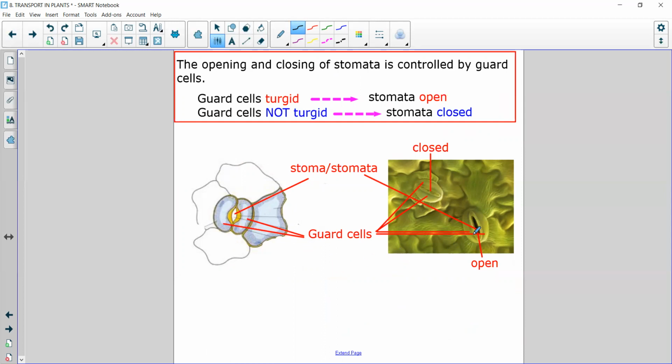Now, the guard cells are specialized because what happens is when lots and lots of water comes up to them, they will become turgid. And when they become turgid, rather than getting fatter in both directions, they get fatter towards one side. And that is what causes this to open up. So when the guard cells are turgid, the stoma are open. But when the guard cells are not turgid, when they're plasmolysed, then they kind of shrink back to their normal shape, which will then close the stoma. And you can see that there. So this is one that is closed, and this is one that is open. So it's being controlled by these guard cells.